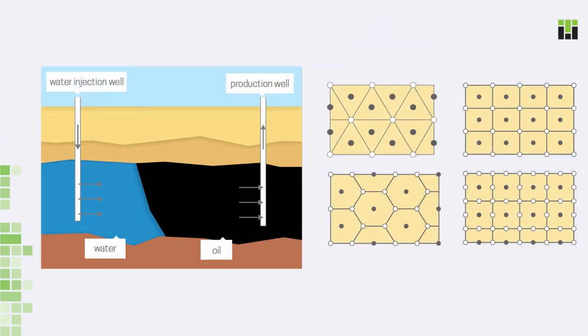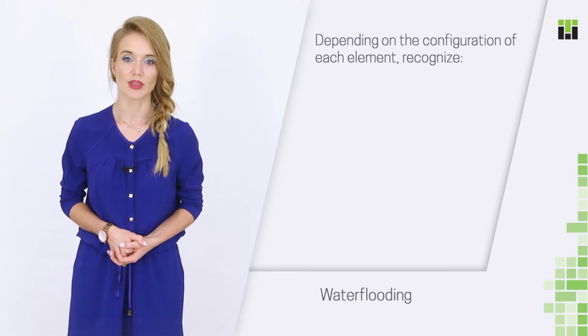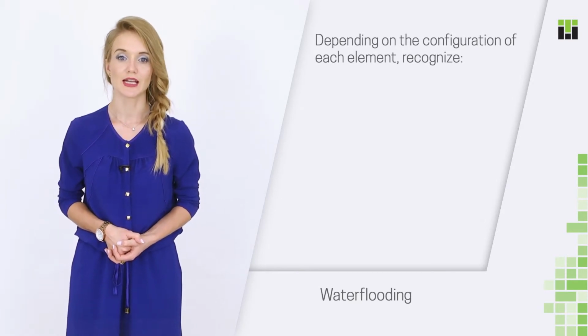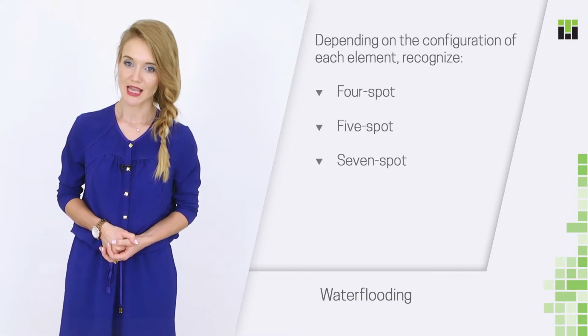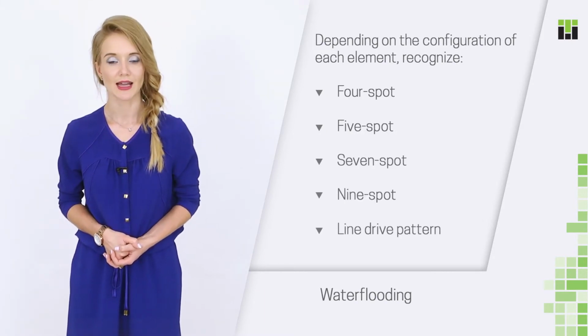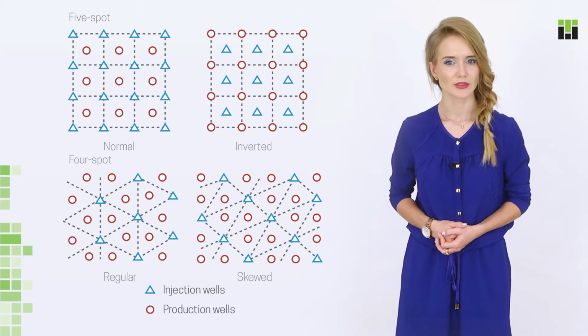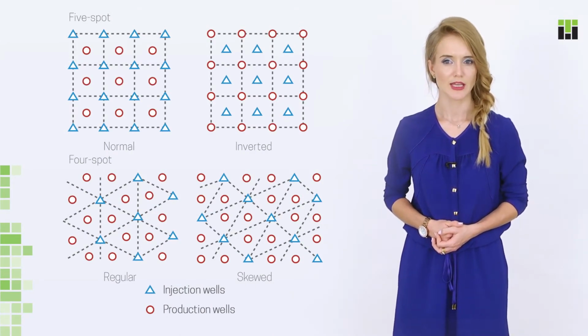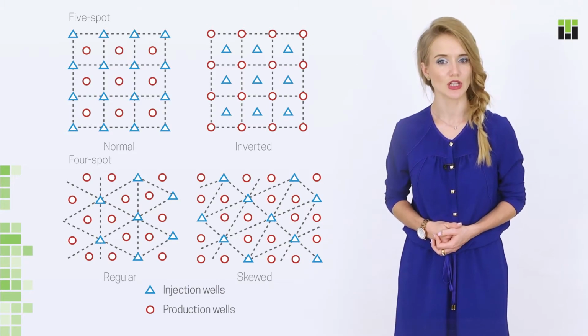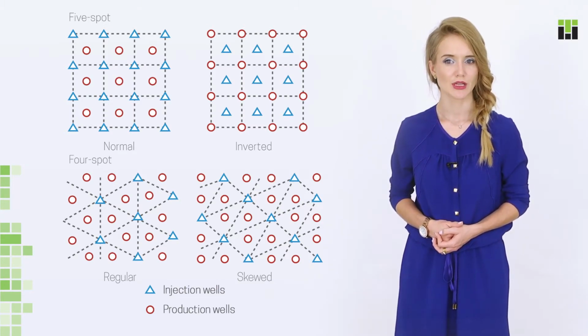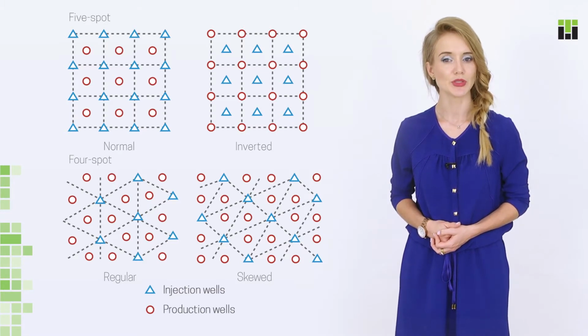Pattern waterflooding deals with a system of evenly distributed injection wells that cover the whole oil pool area. If we look closely at such a system, we will see that it consists of many identical elements making a large pattern. Depending on the configuration of each element, we recognize 4-spot, 5-spot, 7-spot, 9-spot, and line drive patterns. Please mind that there are normal and inverted patterns. A normal pattern element consists of one injector surrounded by several producers, while an inverted element has one producer instead.